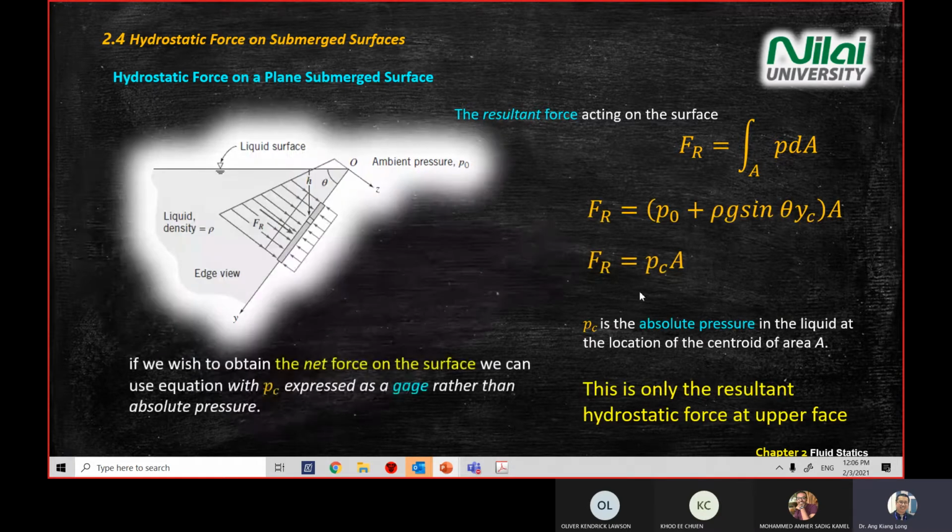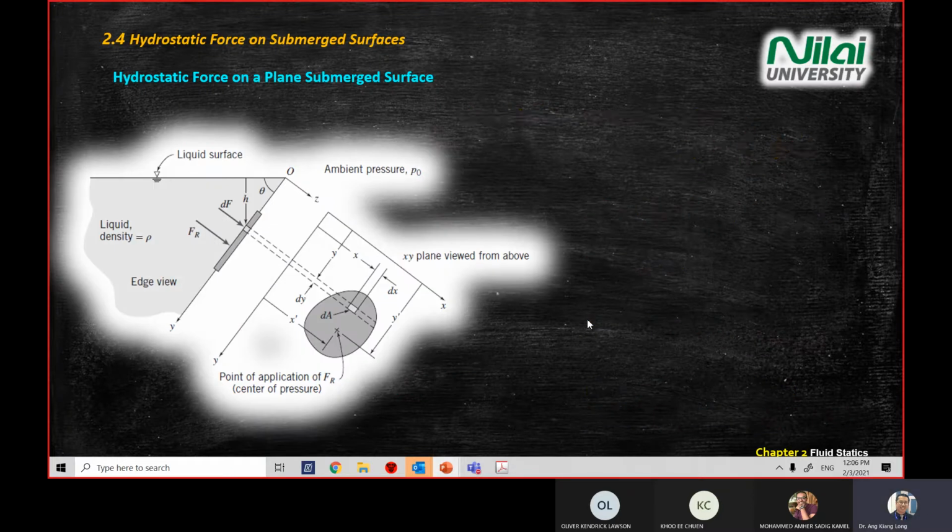There are some cases where we can straight away use gauge pressure in our analysis, especially when it comes to net forces on the surface. We can straight away use gauge pressure.